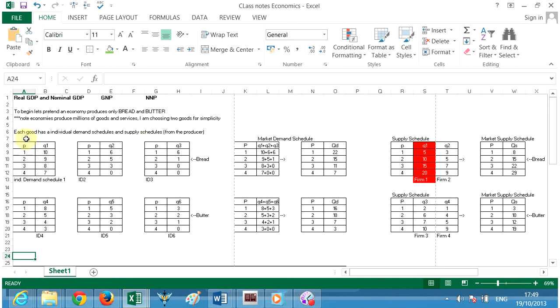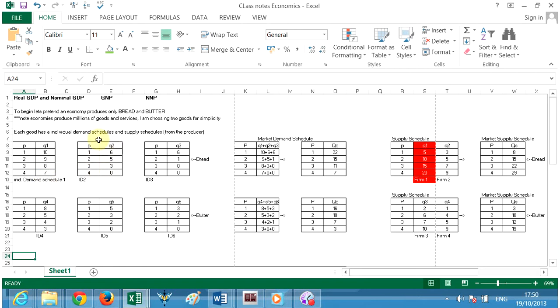Each good has an individual demand schedule and supply schedules from the producers. So this is the individual demand schedule. That could be myself, Mr. Zach. At the price of 1, the quantity demanded is 10. At the price of 2, the quantity demanded is 9. At the price of 3, the quantity demanded is 8. At the price of 4, the quantity is 7. So this is the individual demand schedule for someone like me, just one person.